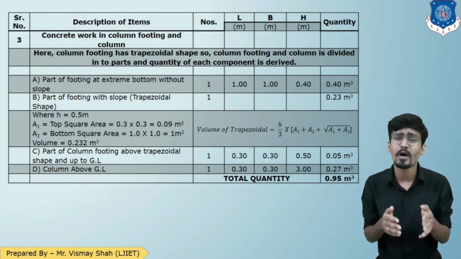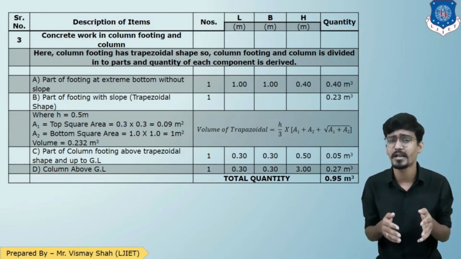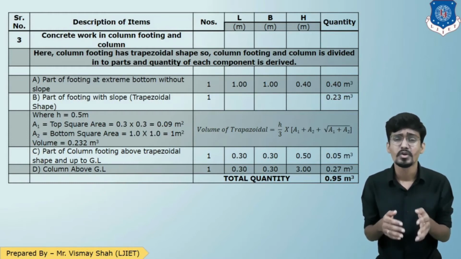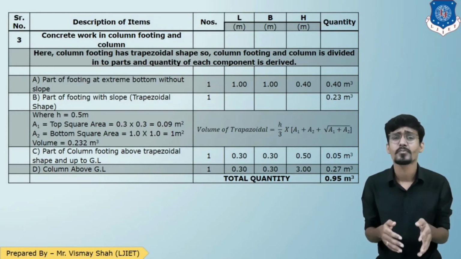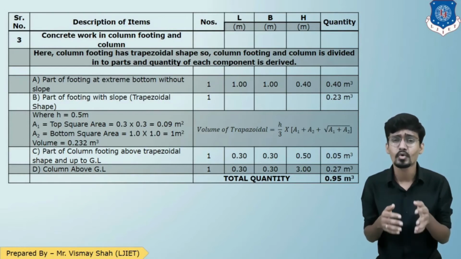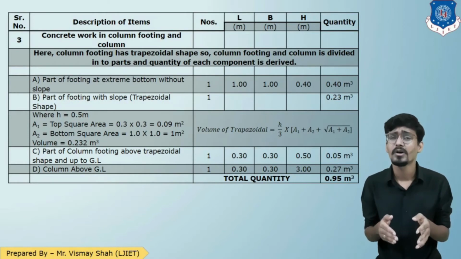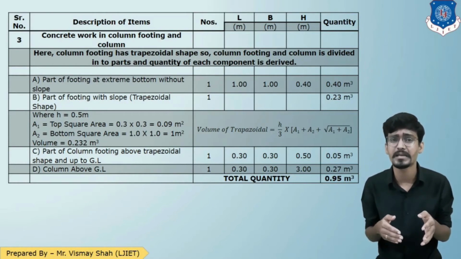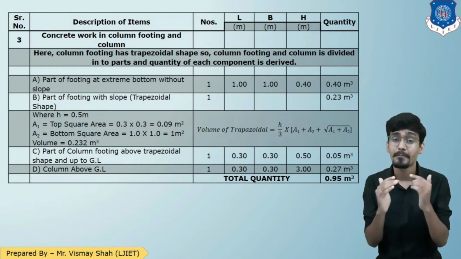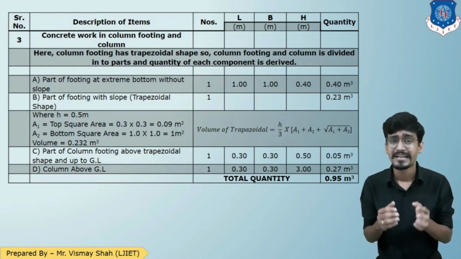So we know the formula for the volume of the trapezoidal, that is h by 3 into a1 plus a2 plus under root a1 into a2. So that is how we'll get the volume as 0.232 cubic meter. Now the third part of the concrete work, where the concrete work is going to be done, is again the straight part but above the trapezoidal.